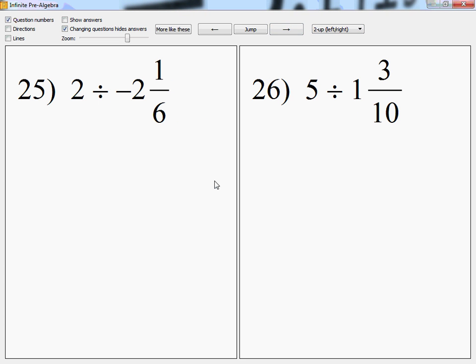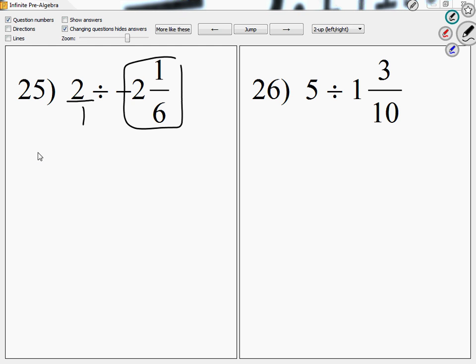First of all, they should all be fractions. So if they're not fractions, put a 1 at the bottom. So I made the first number a fraction. Then I cannot be dealing with mixed numbers. So change that to improper. So I'm going to have 2 over 1 divided by 13 over 6.